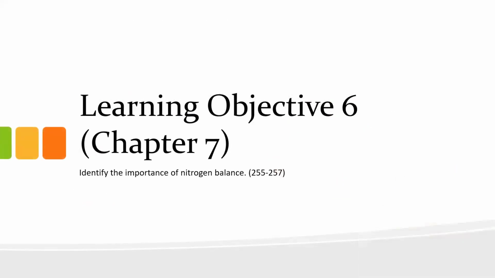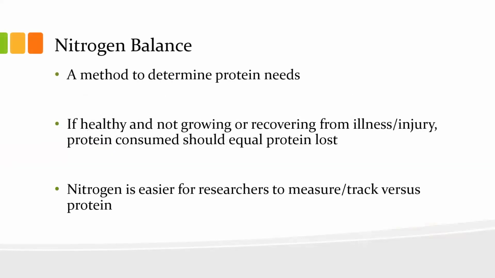Okay, moving on to learning objective 6. Let's talk about nitrogen balance. What do I mean by nitrogen balance? Well, nitrogen balance is a method where we can determine protein needs for an individual. So if protein intake is equal to protein loss, then we say that we've achieved nitrogen balance. But if we don't, and we've got a negative nitrogen balance, that would indicate that we've got an insufficient protein intake with our losses.